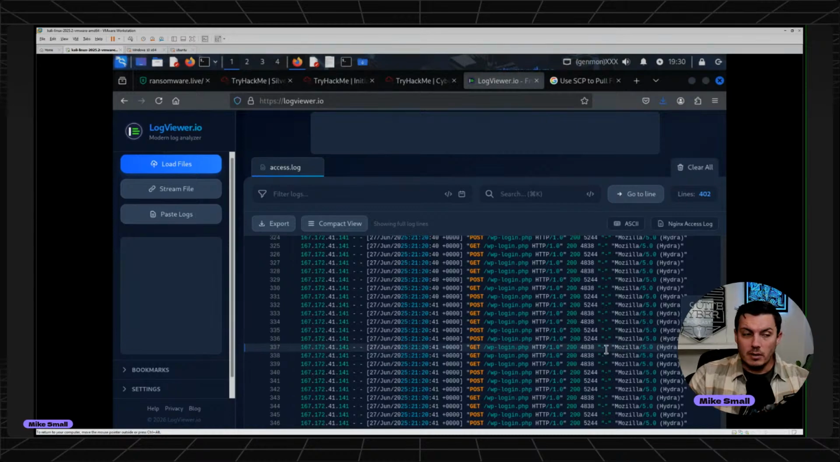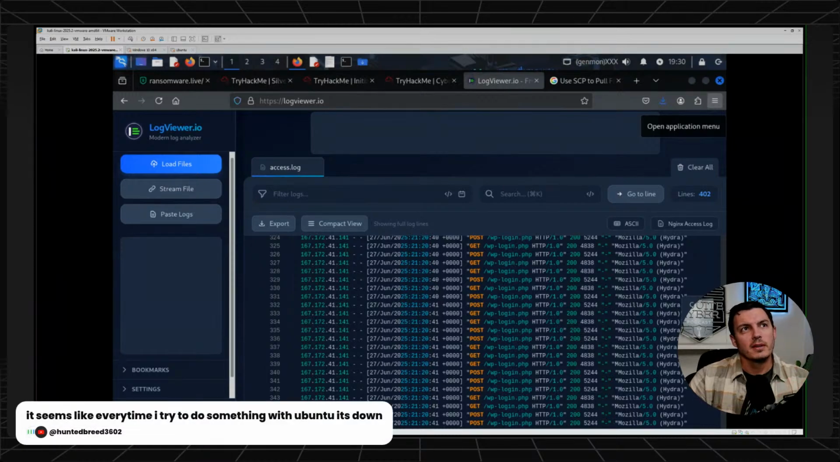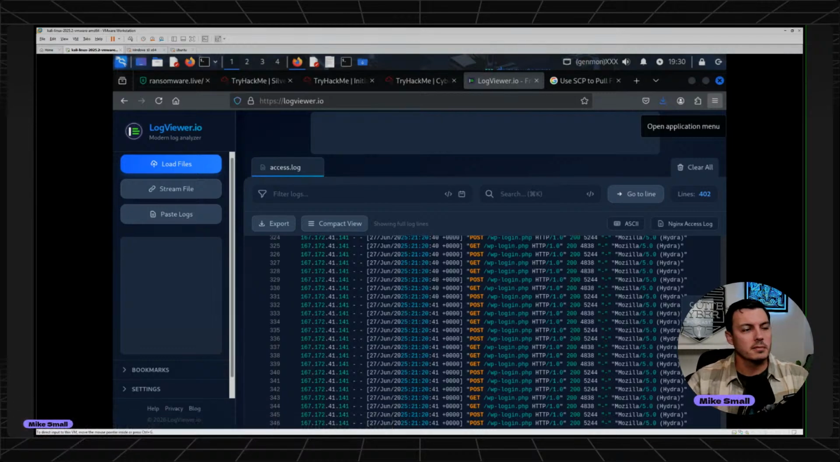So something to think about. We don't have all the tools we normally have. Sorry, I paused to see someone chatted in. Well, chat, I'll throw that on the stream. What do you mean every time you attempt to do something with Ubuntu, it's down? Is the website itself down so you can't pull it down, or what's going on with you, Hunted?